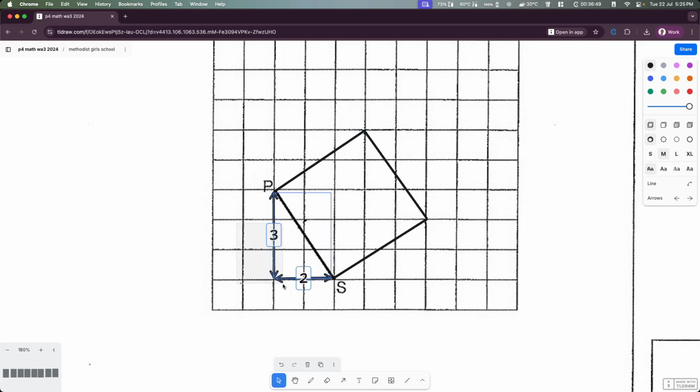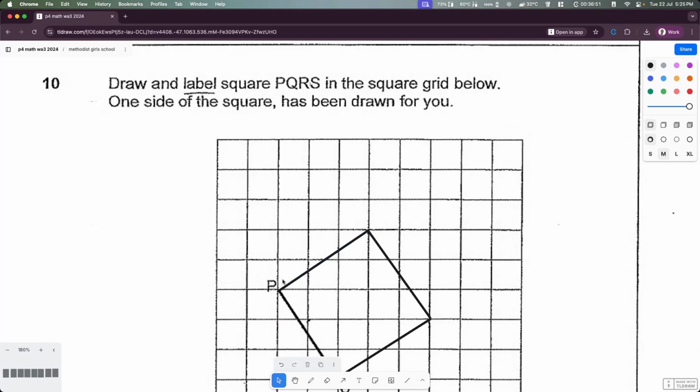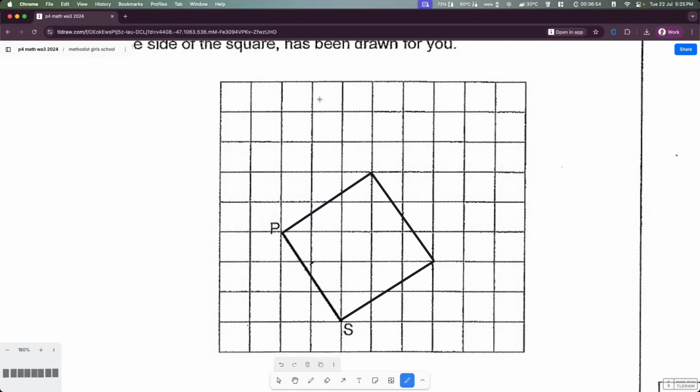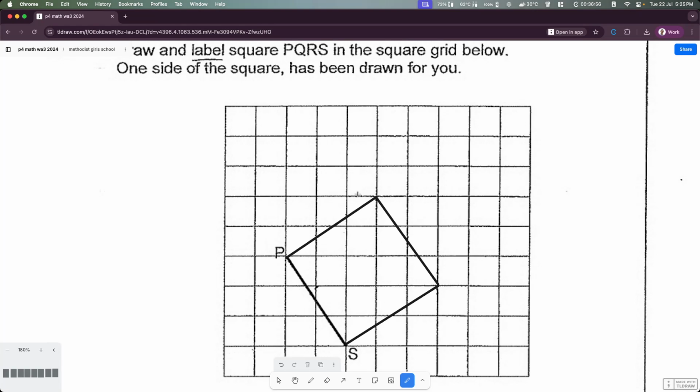It says here PQRS. So what this means is that you need to write P, and then the next point you need to write is Q. So this should be Q. And then lastly is R. So this is R, and S.